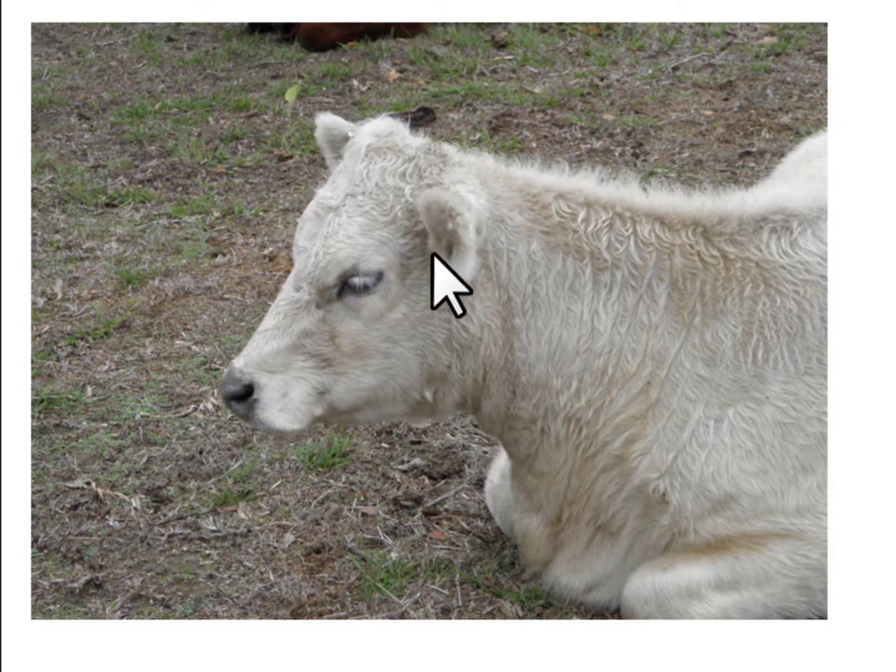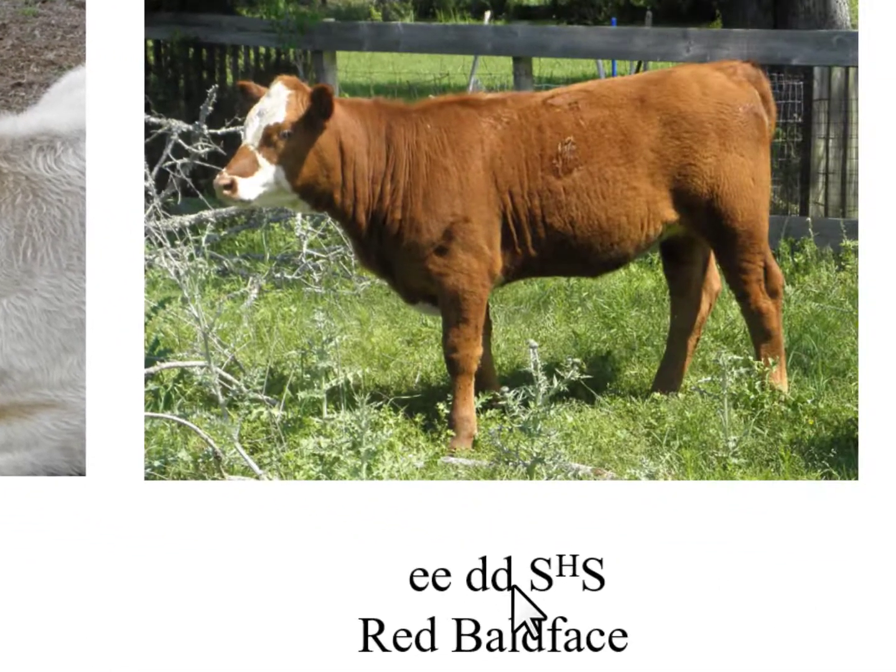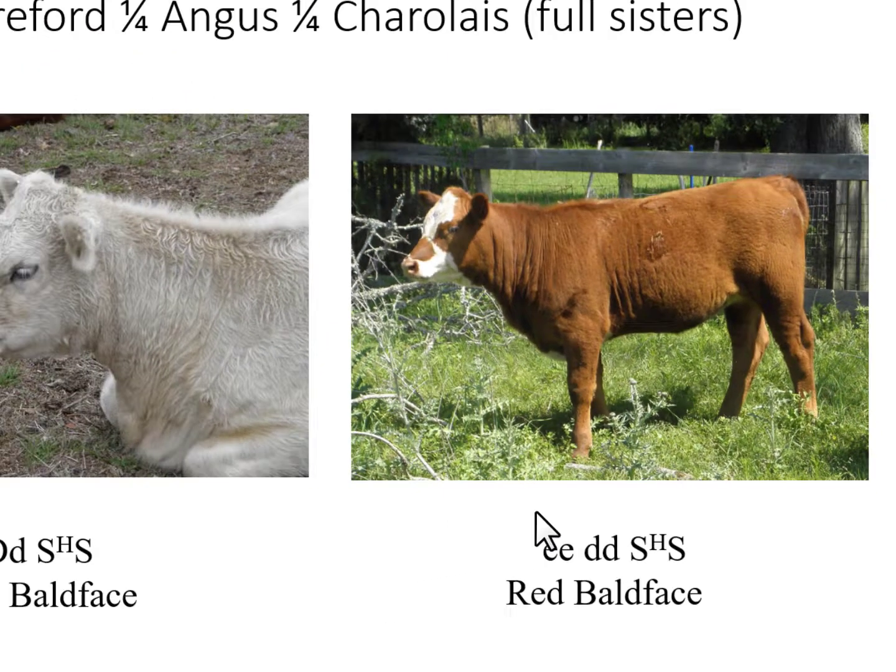You may not even notice it if you didn't know what her genotype was, but if you look closely, you can see the lighter color pigmented hairs here. And then her sister is little e, little d, SHS. So she's going to have the red color, no dilution, and then she also has a bald face.